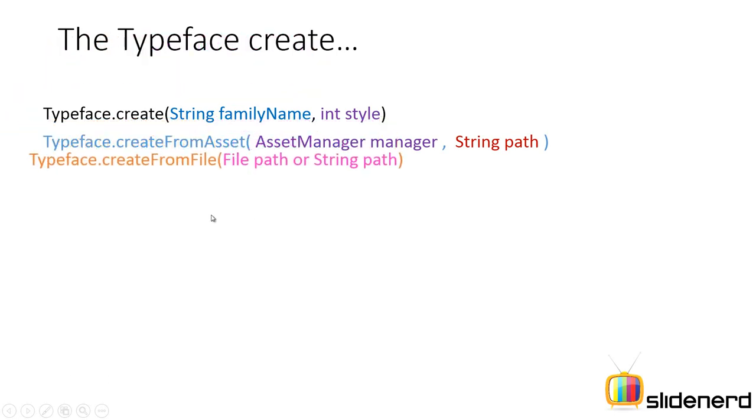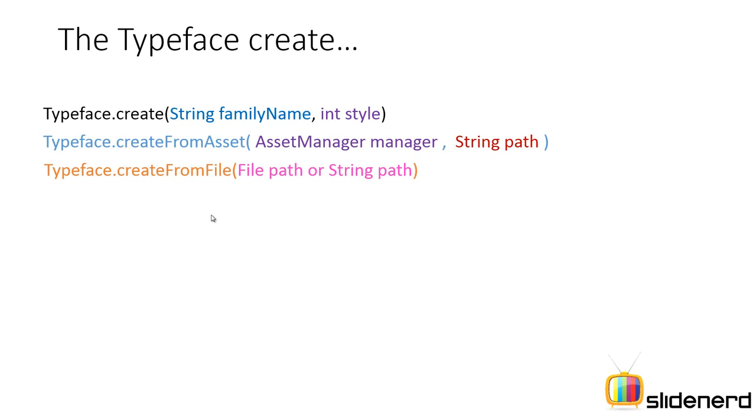And third is that your custom font file is inside your SD card and you want to load it from there. Here you can simply specify the file name or the path name of your directory inside which your custom font is there, and you can simply load it. So let's actually go ahead and see what are the steps to load a custom font inside your app.